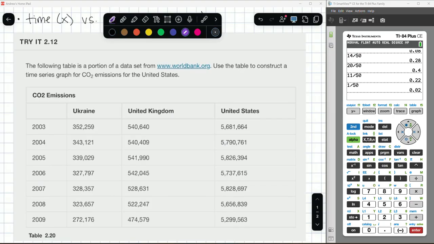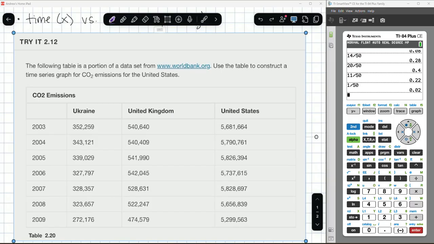I know that this is my time, so that's going to be my x-axis. If I could get my pen to work. Why did we stop working? Uh-oh. Did I kill it? Oh, I didn't kill it. I just pressed it. Sorry. And then United States is going to be my y.